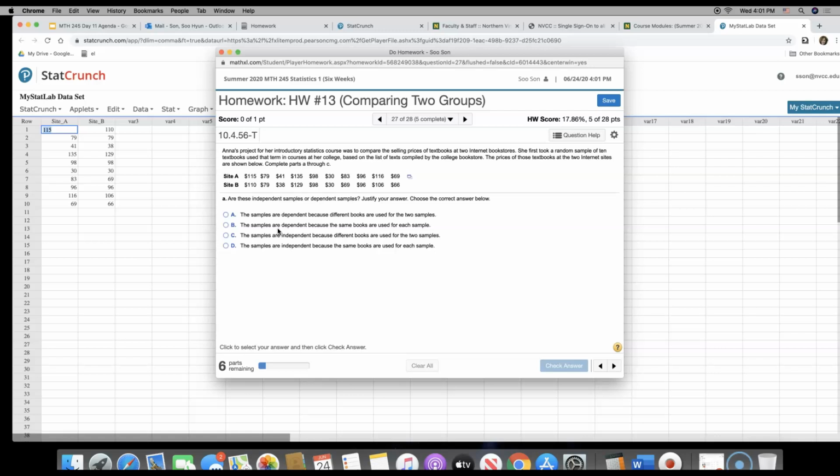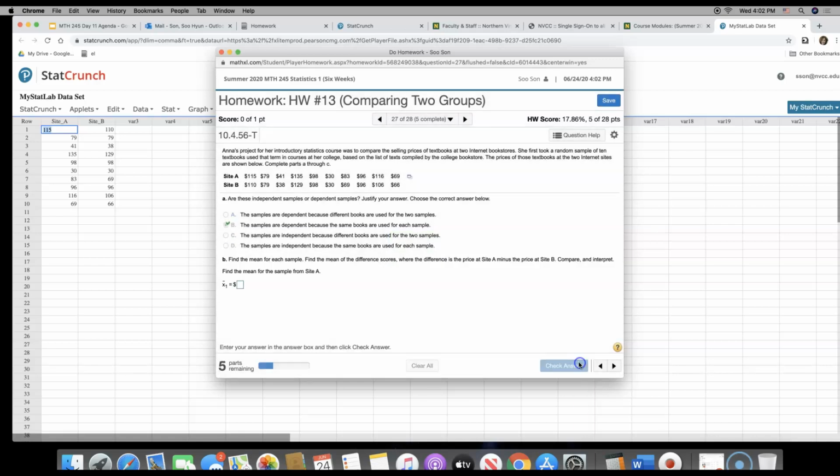So if a book is going to be $1,000 on website A, it's probably going to be very expensive on site B. It's not going to be like $20 compared to $1,000. So the price of a textbook on one website is going to somewhat be similar to the price on another website. So this is going to be dependent samples because the same books are used for each sample, right? And what we're going to do is we're going to compare who's cheaper, who's selling it for cheaper.